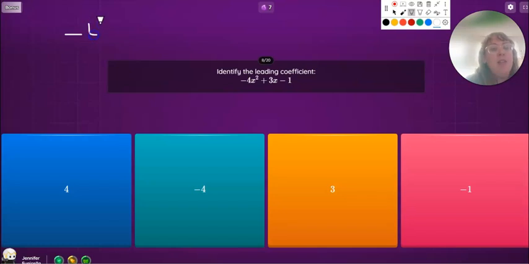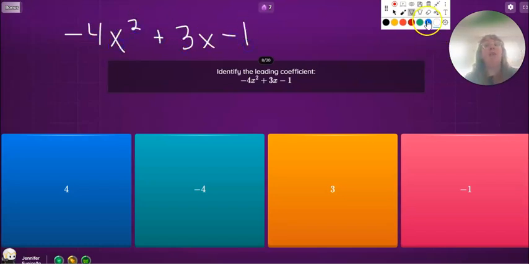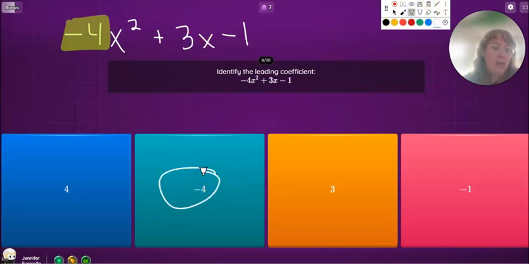-4x squared plus 3x minus 1. So this is asking about the leading coefficient. So if we're in standard form, which we are here, the leading coefficient is going to be the coefficient in front of our first term. So -4 is in front of our x squared. So that leading coefficient, the coefficient in the front, is -4.